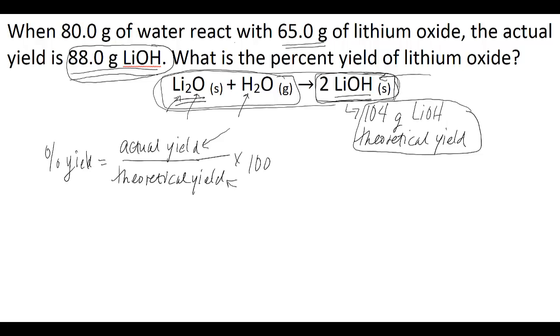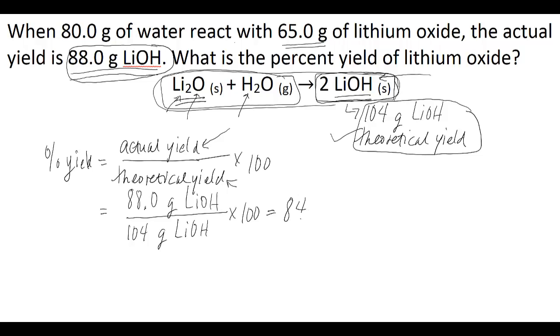Okay, so the next thing is, what do you do here? Well, you're given the actual yield, so let's plug things into this equation to actually find the percent yield. You just take the actual yield, which is 88.0 grams of lithium hydroxide, divide it by the theoretical yield, which you'd have to determine prior to doing this, which is 104 grams of lithium hydroxide. Multiply that by 100, and what you're going to get for your percent yield is 84.6% lithium hydroxide.